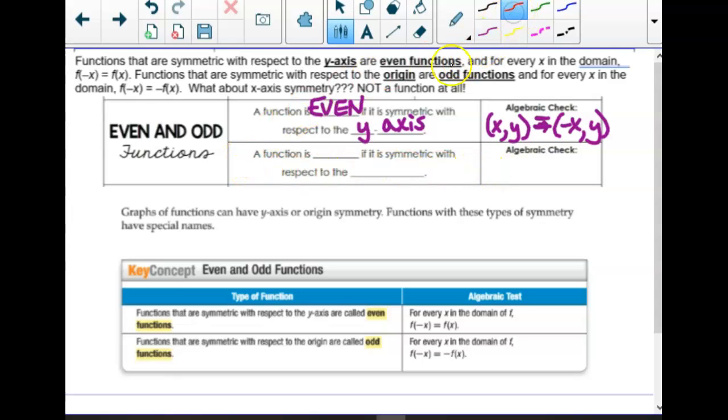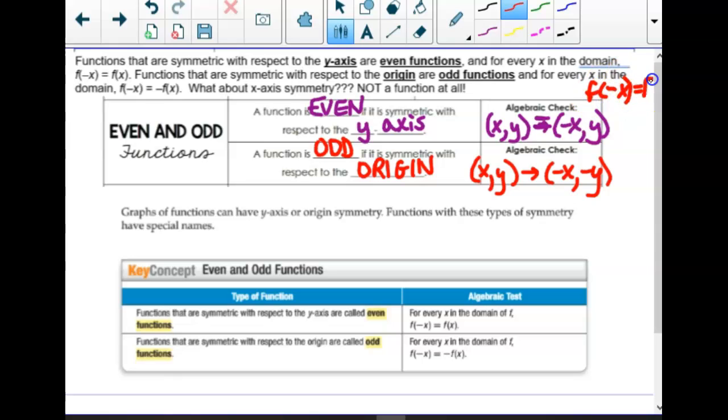A function that is odd means it has symmetry with respect to the origin. And the test there is if you have an x, y and you replace it with the opposite of x and the opposite of y, you'll get the same answer out. I guess they wrote it in function notation if you wanted to. f of the opposite of x equals f of x.